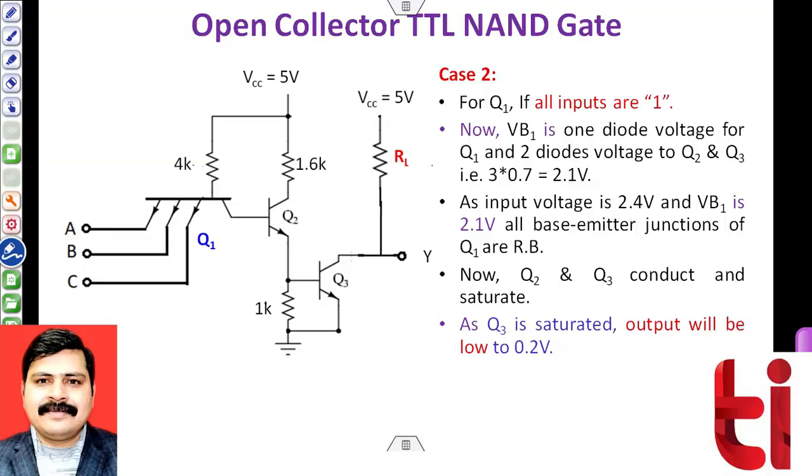Okay. So we have verified both the cases. That means the circuit consisting of 3 transistors Q1, Q2, Q3, where Q1 has multiple emitter terminals, behaves like a NAND gate in this particular network. So this is the first segment. We have covered how to design a NAND gate with TTL logic family in open collector configuration. Now let's proceed to the second case using totem pole output.